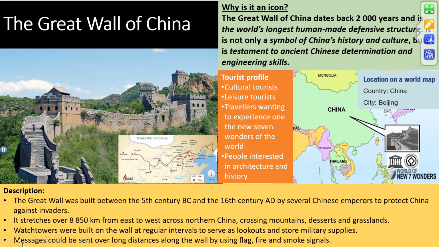If you look at the image, you will also see that watchtowers were built on the wall. These were lookouts and also served as rustic accommodation for the soldiers that were part of the lookouts, and they also had to store military supplies in that area. The only way that they could communicate with each other 2,000 years ago was by sending messages using flags, fires, and smoke signals.